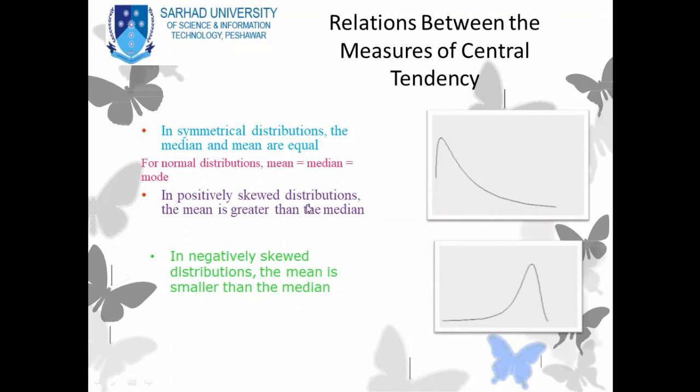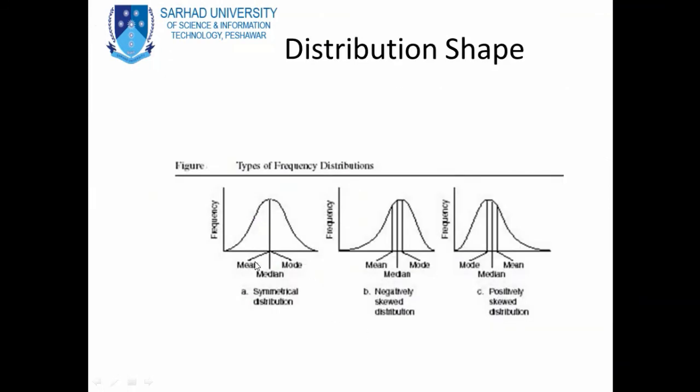In a positively skewed distribution, the mean is greater than the median, and this is the representation of positive skew. In a negatively skewed distribution, the mean is smaller than the median. This is the negatively skewed distribution. And you see over here types of frequency distributions. When mean, median, and mode are equal, then the data is a symmetric distribution.